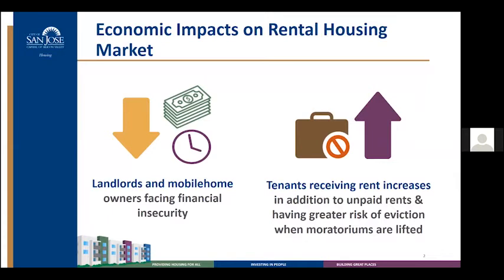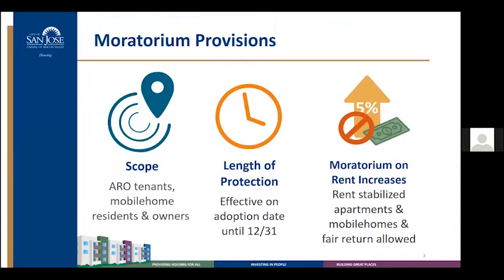The moratorium on rent increases accomplishes several goals for the city. First, it is to stabilize housing. Second, to decrease homelessness by helping mitigate a tenant's potentially insurmountable debt obligation under the eviction moratorium period and when that's lifted. And also maintaining that landlords can achieve a fair return on their rental property. So those are all of the different goals of this moratorium.